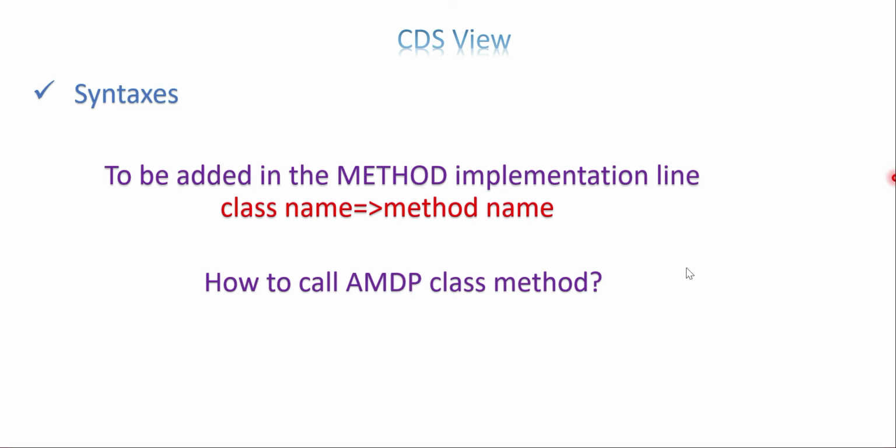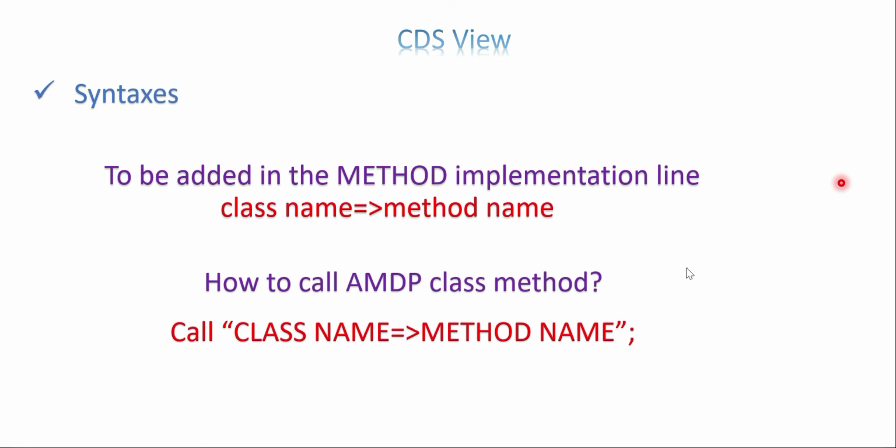And how to call an AMDP class method inside another AMDP? The syntax is the keyword CALL, within double quotes, your class name, here also double equal arrow, and method name. Here the class name and method name must be in capital letters. Within single quotes, whatever you define should be in capital letters. But here, since it is in double quotes, it does not have to be capital; if you want, you can declare it as you like.